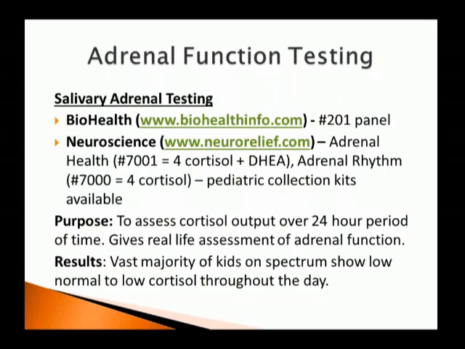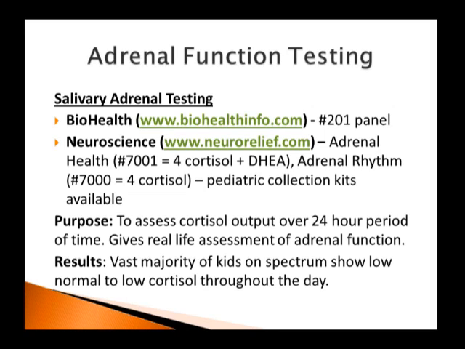There are a number of different companies that do salivary adrenal testing. And these are worthwhile panels to do if you can do them on your child. If you can actually get a saliva collection throughout the day through different samples to measure their cortisol levels throughout the day. A company called BioHealth, which I actually do some consulting work with, they have a panel called the 201 panel, which is looking at 4 different cortisol levels throughout the day. There's a saliva collection that takes place with that.